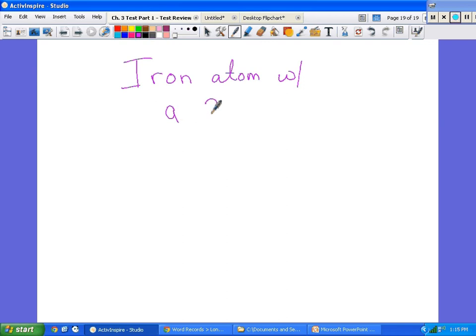How can we easily find the protons? Look at the periodic table. What number is iron? First of all, what letter is iron? Fe, and it's number what? 26. Very good. So it's definitely number 26.